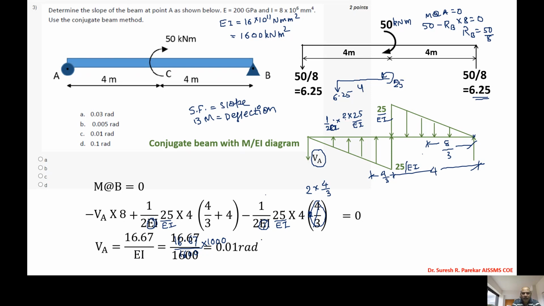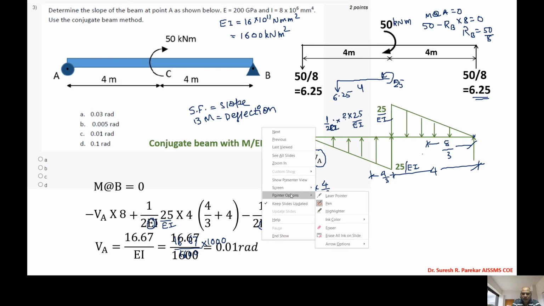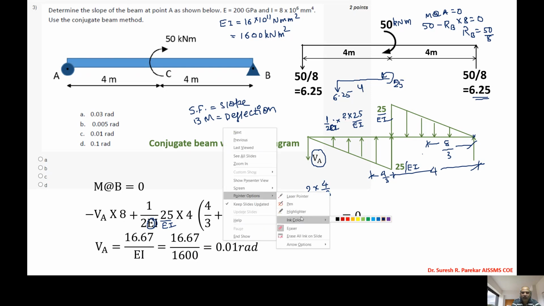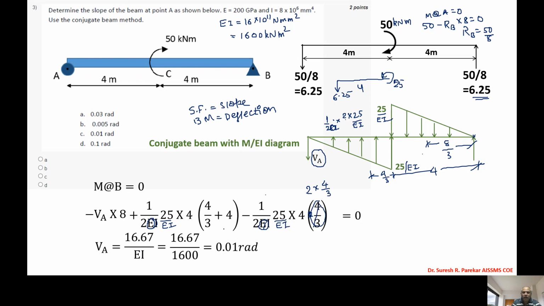I will just rub this part so you will not be confused with this. So we will go for VA. This we will get as 16.67 upon 1600, and this value we are going to get as 0.01 radian, because we know VA is equal to the slope at A in the conjugate beam. So this VA value gives us theta A, and that is 0.01 radians, and we have this option, that is C.